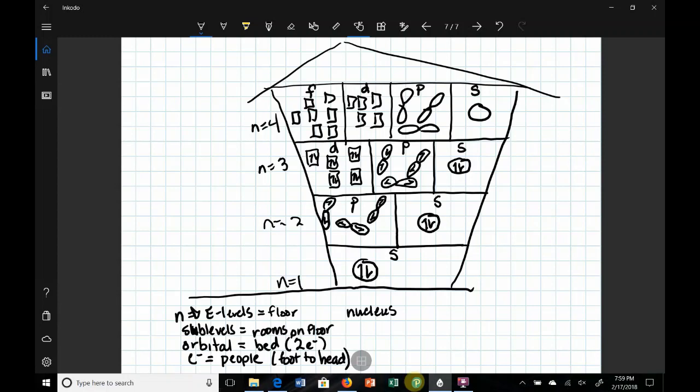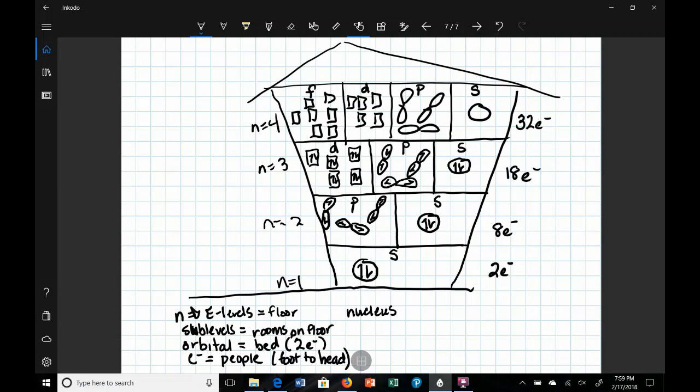So notice we have how many electrons here on the first floor? How many electrons can be held on the second floor? Right, 8 electrons. How many total electrons can be held on the third floor? And if you do all the math and add everything up, let's see, 2, 4, 6, 8, 10, 12, 14, 16, 18, 20, 22, 24, 26, 28, 30, 32. So we have 32 electrons that can go in the fourth energy level.